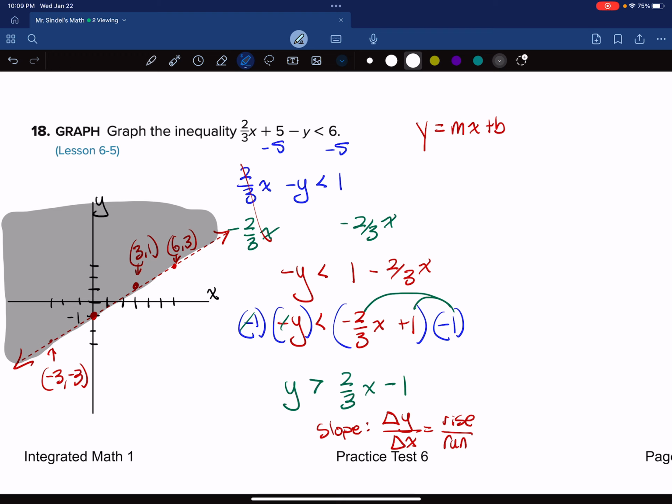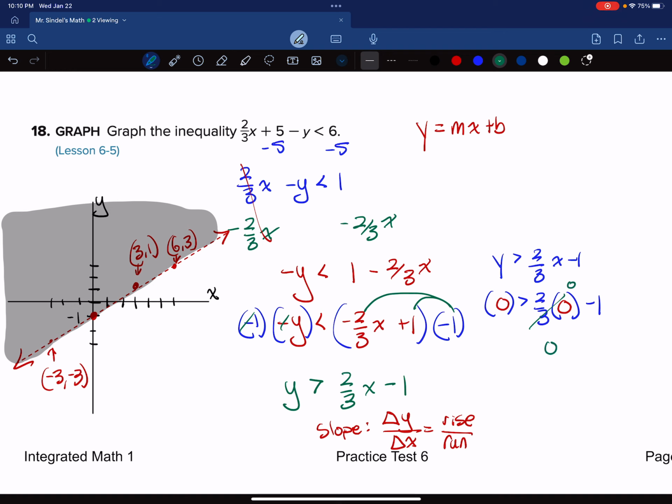If you don't believe that it needs to be shaded up there, you can always plug in a test point. Let me show you that method as well, just in case you prefer it. I'm going to say up here that y is greater than or equal to 2/3 x minus 1, plugging in a number for y, and a number for x. The number that I decide to plug in is the origin, (0, 0). I always try to plug in numbers that have 0 because multiplying by 0 is so easy to do. When you multiply 2/3 by 0, it's just 0.